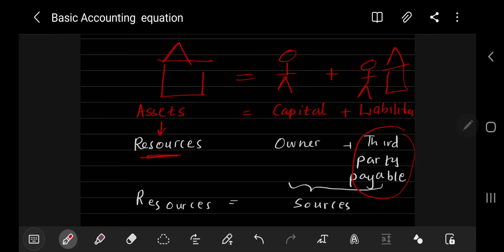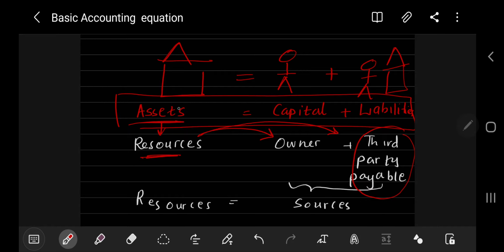With that, we are adding a new part to our equation. The resources of the business can be given by two parties, either by the owner or by a third party, and that creates the basic accounting equation, where assets are equal to capital plus liabilities. Or else, the resources of the business are given to the business either by the owner or by a third party.